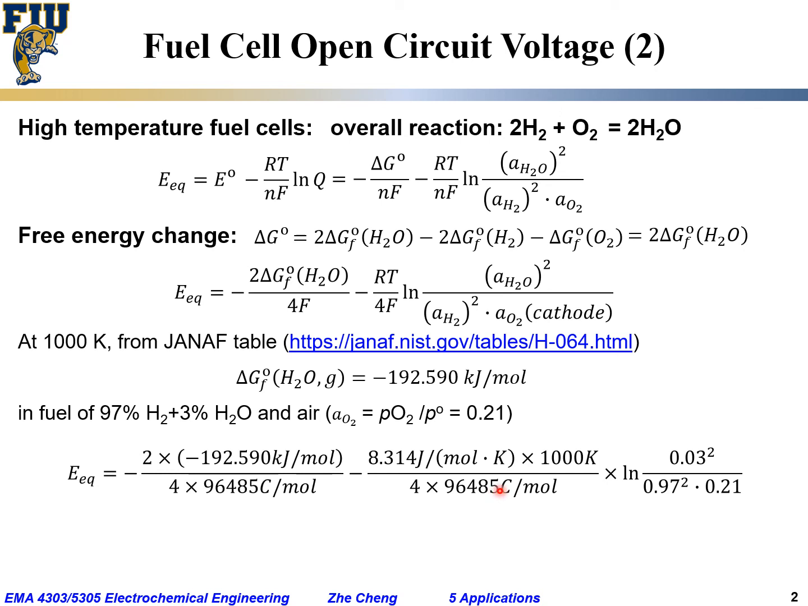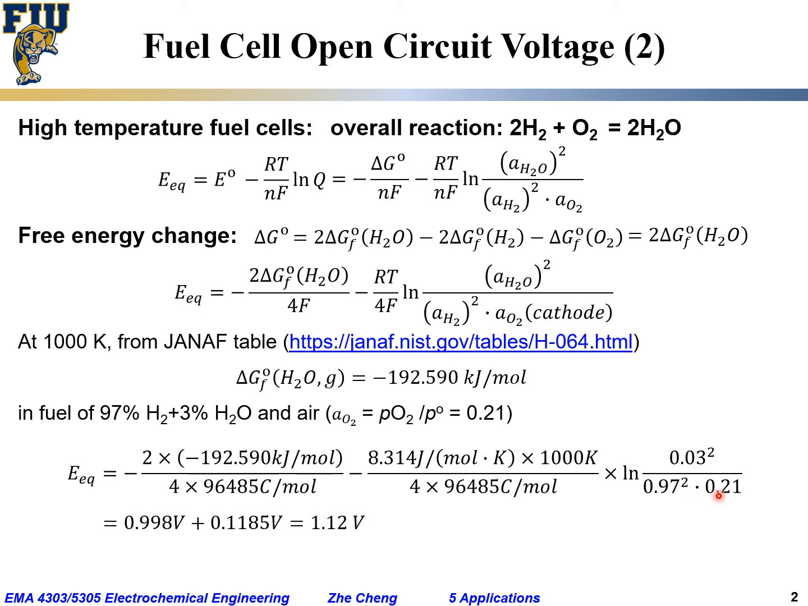96,485 coulomb per mole, times the natural log of the reaction quotient. The water activity is 3%, so it would just be 0.03 raised to the power of 2. The hydrogen is close to 1 but not exactly 1, 0.97 raised to the power of 2, times the activity of oxygen, which is 0.21.